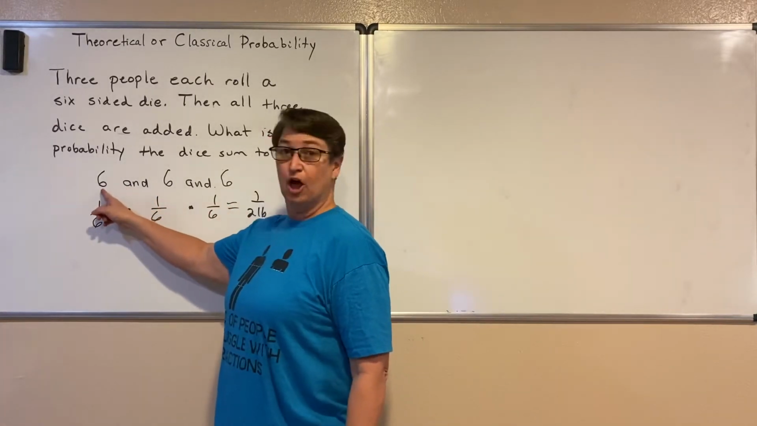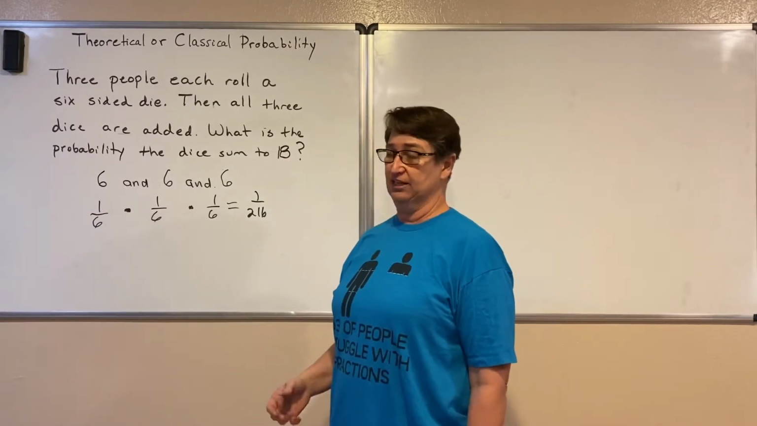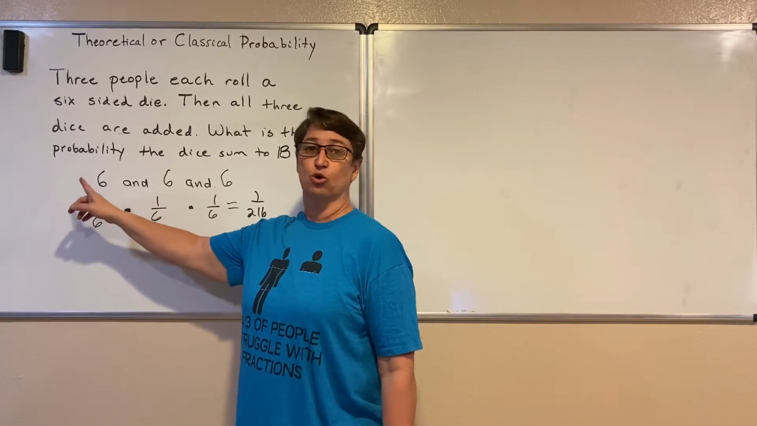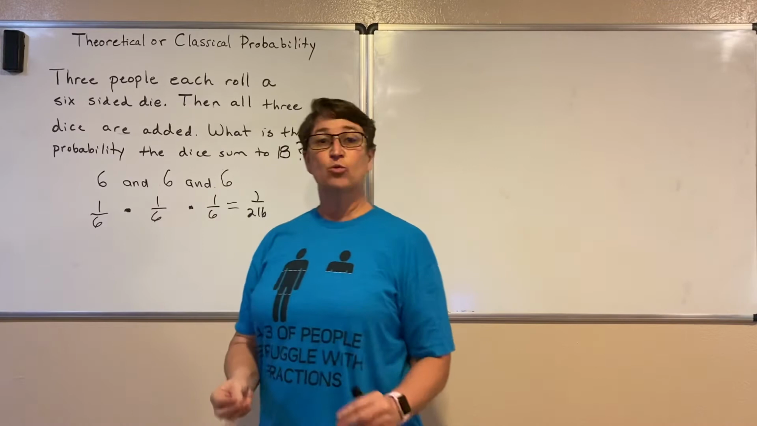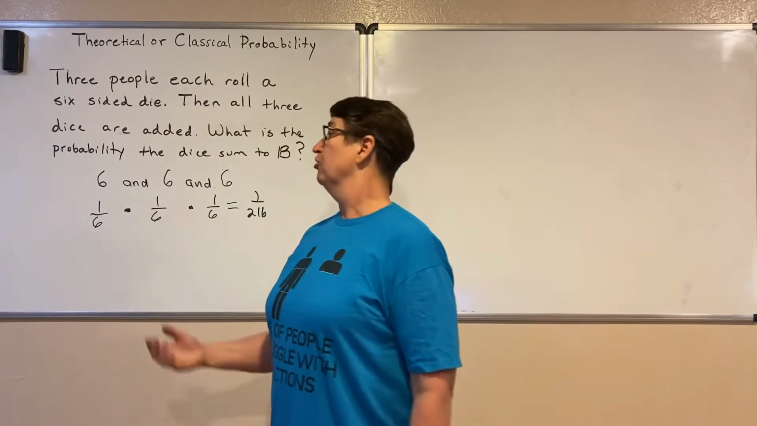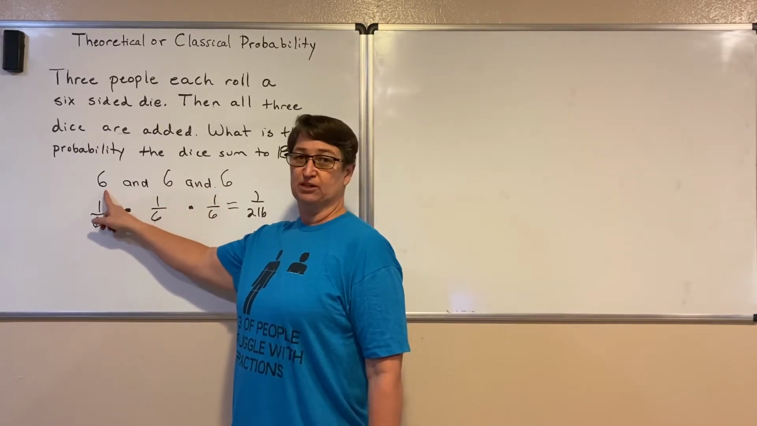If anybody rolls anything lower than a 6, then the other two won't have enough to get to 18. So this is the only way we can get to 18, is to roll a 6 and a 6 and a 6. And again, we want to put this in words first to help us with the probability. Then once we have it in words, we can go back and put the probabilities with it.